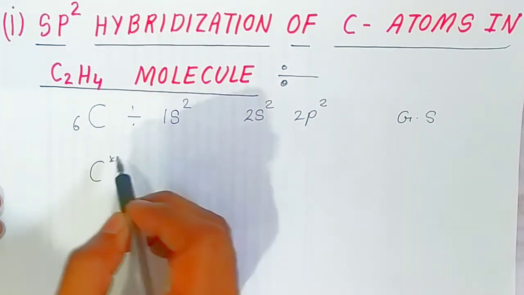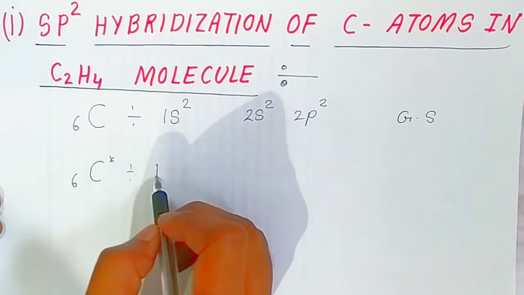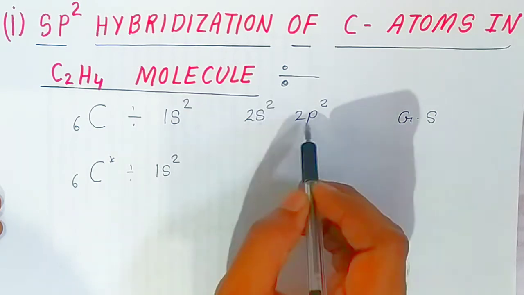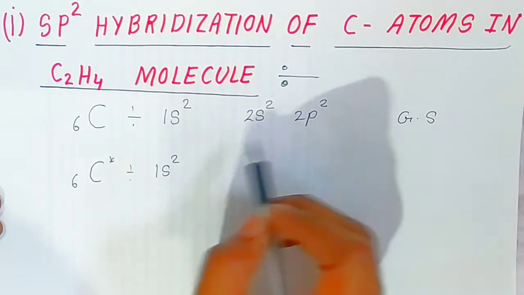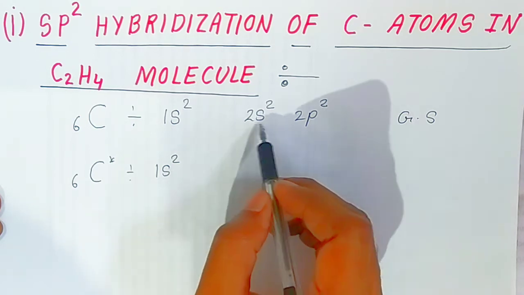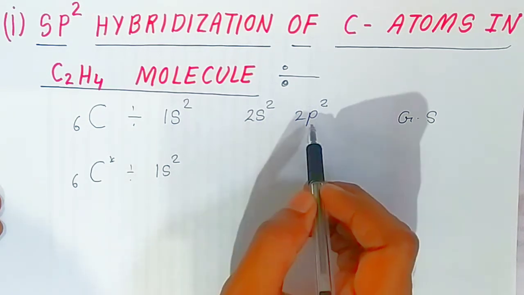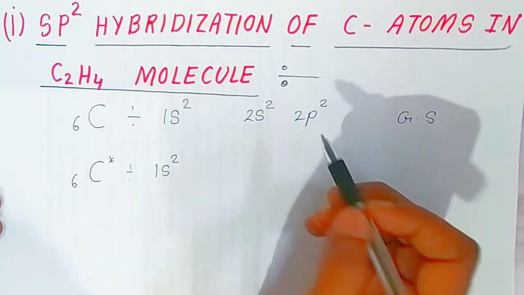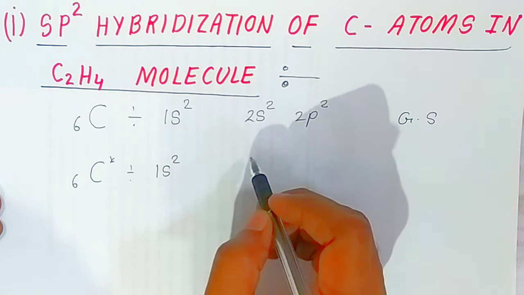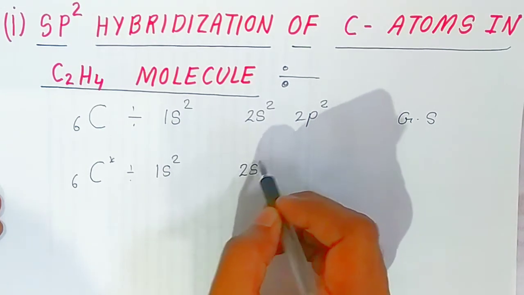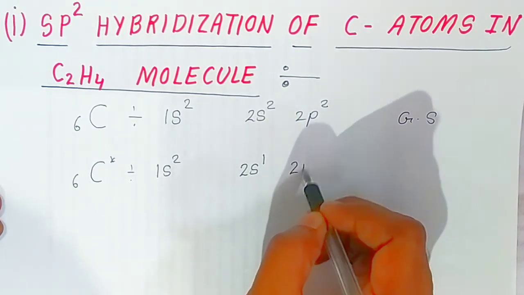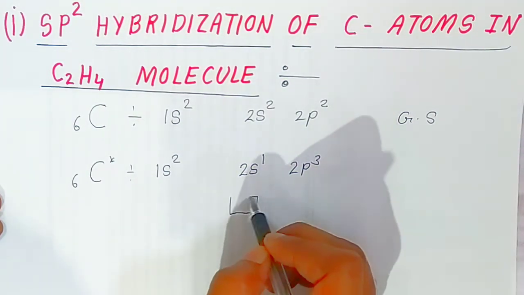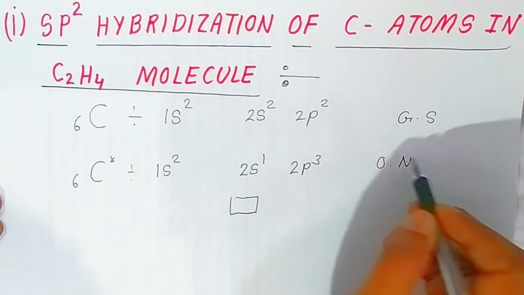Carbon in the excited state electronic configuration has 1s2. Only these orbitals, 2s and 2p, have energy levels very close to each other. So these orbitals will get excited, and the electronic configuration will become 2s1 and 2p3. When you write down the orbital diagram, this is the orbital notation.